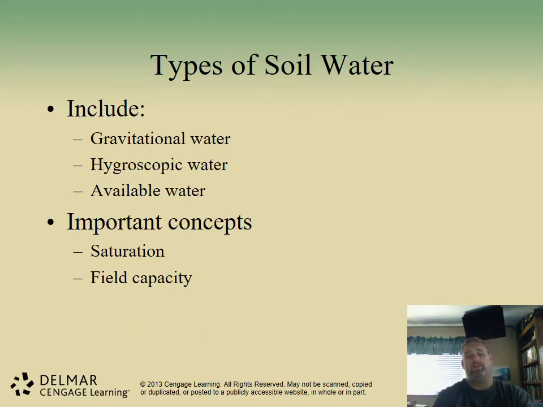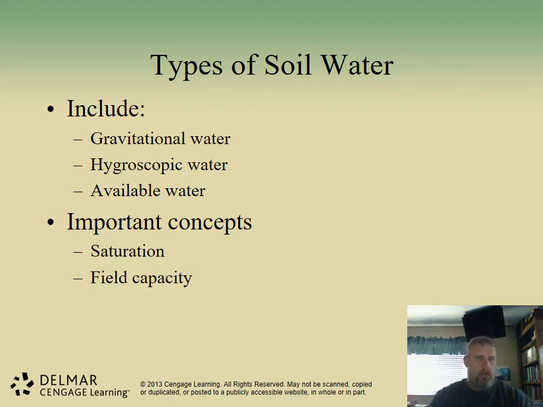So we have a couple different types of water. We have gravitational water, we have hygroscopic water, and available water. Okay, so these three different types of water are essential to understanding how water moves within the soil, because we can understand how the water will be moving throughout the soil.